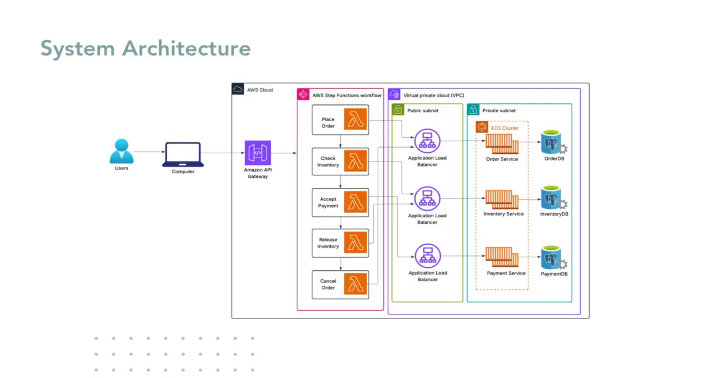So here's a look at the system architecture. The user hits an API endpoint to trigger the AWS Step Functions workflow. The first state is the place order state, which hits the order service and its own data store to create an order. Then the check inventory state triggers the inventory service to reserve inventory. And then accept payment uses the payment service to accept the payment. If the payment is rejected, then the inventory is released and the order is canceled.